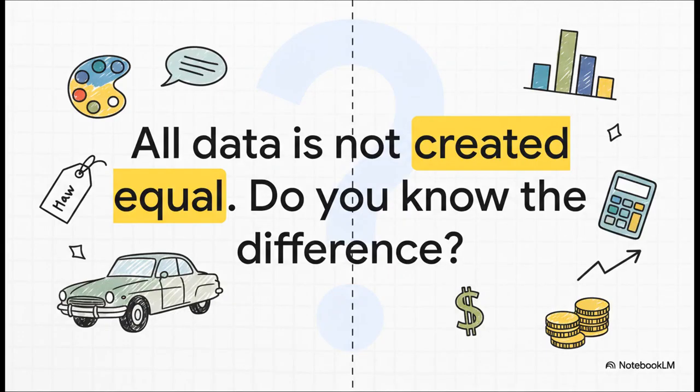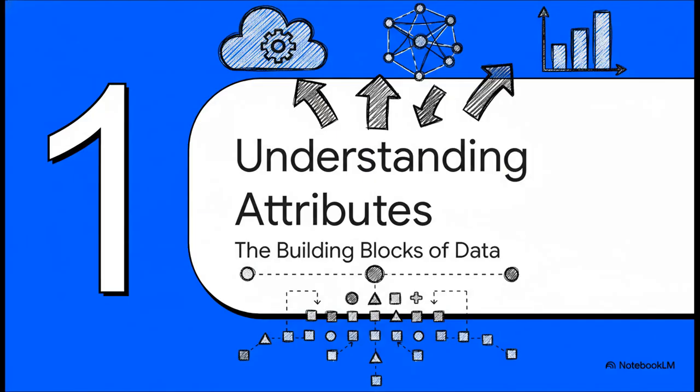All the data we work with is built on a super simple foundation. Some of it just describes things, like the color of a t-shirt or a customer's review. And other data measures things, like the price of that shirt or how many were sold. Getting this core difference down is honestly the first real step to understanding the story your data is trying to tell you.